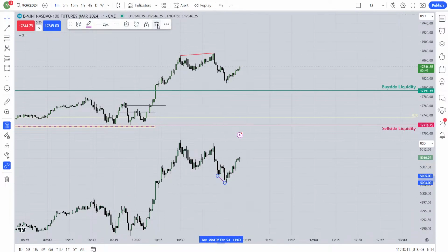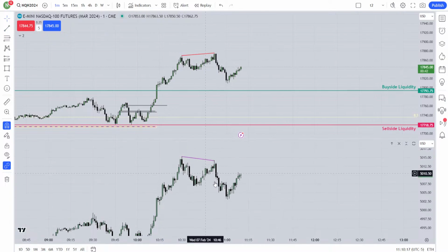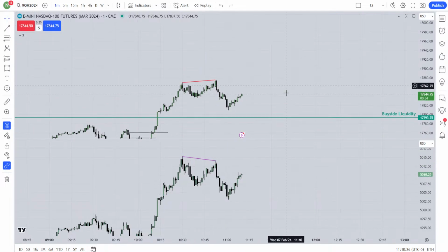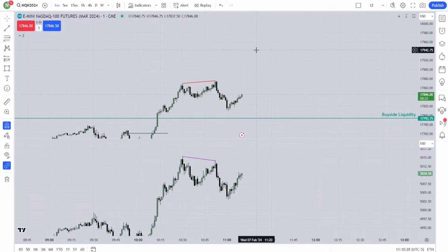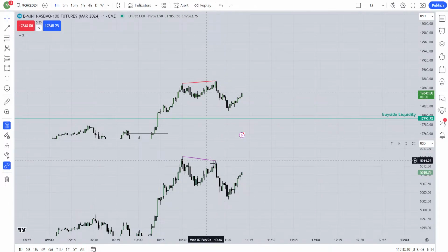Now, as you see, there was an SMT here. This candle failed to take that high for mini S&P. It has taken that high, but it failed to take that high. So I got a bearish S&P. As my bias is bullish, I'm expecting a bullish run. This SMT is not valid.